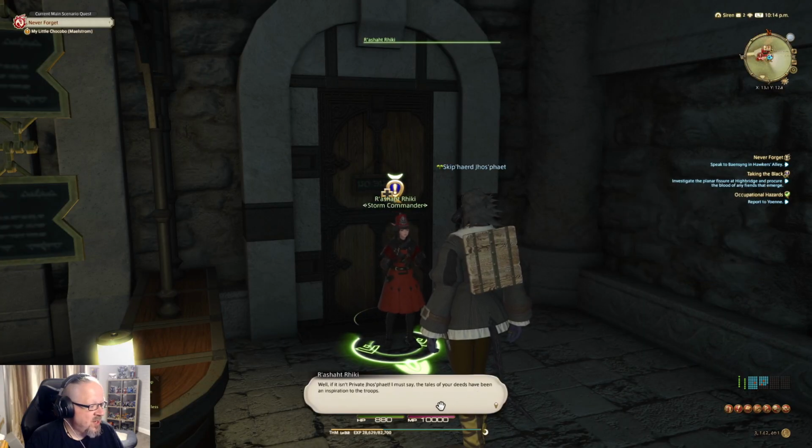Well, if it isn't Private Jehoshaphat, I must say the tales of your deeds have been an inspiration to the troops. Our duties take us far and wide, and I'll wager you have slogged across quite a few malms of countryside on naught but your own two feet. Such a sterling soldier of the Maelstrom deserves his own steed. Let us see about having one issued for you.